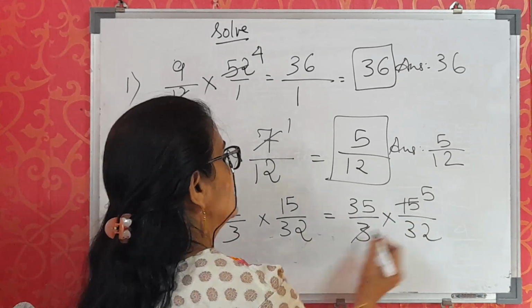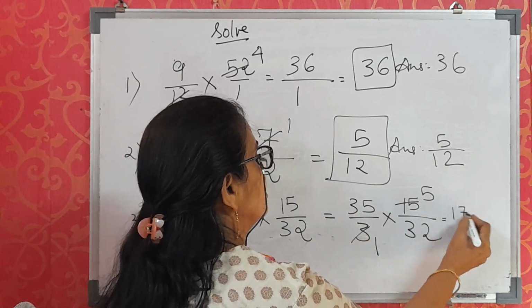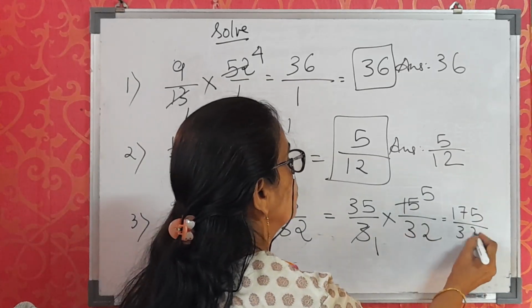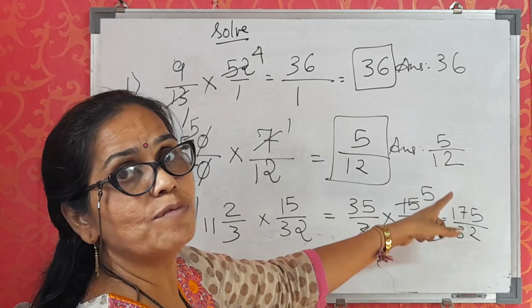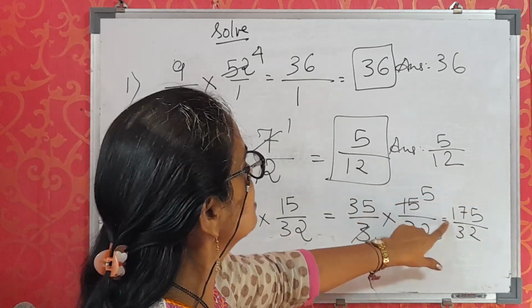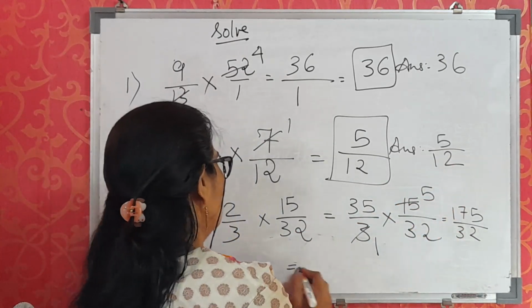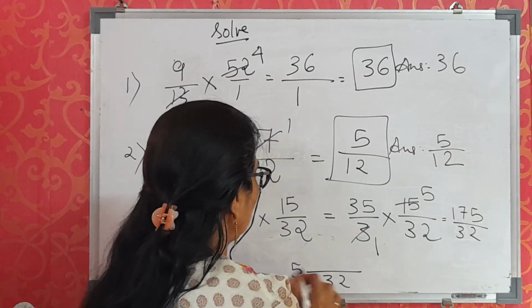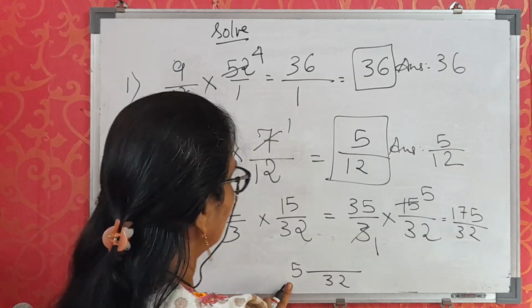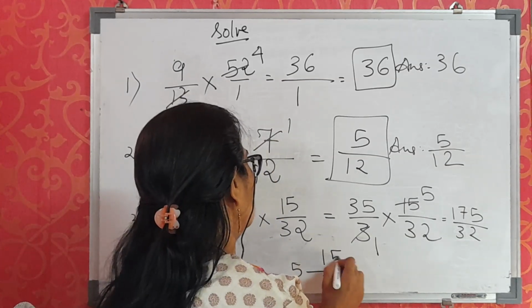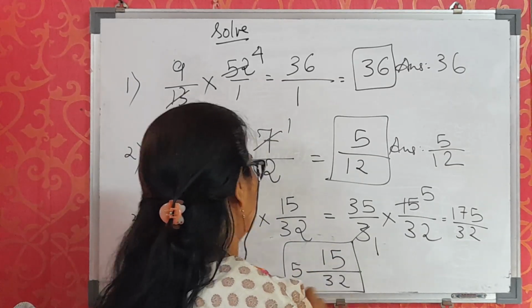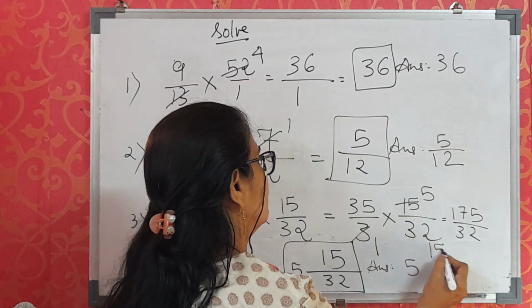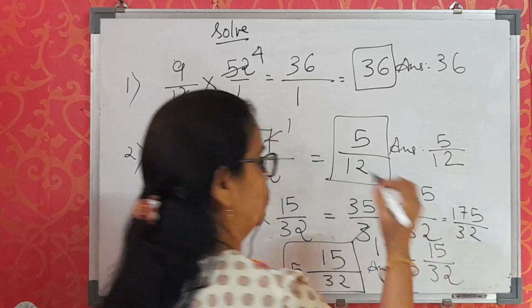So 35 fives are 175, divided by 32 ones are 32. Since it is an improper fraction, divide 175 by 32. You will get divisor as 32, quotient is 5, 32 fives are 160 plus 15, it becomes 175. So your final answer is 5 integer 15 upon 32.